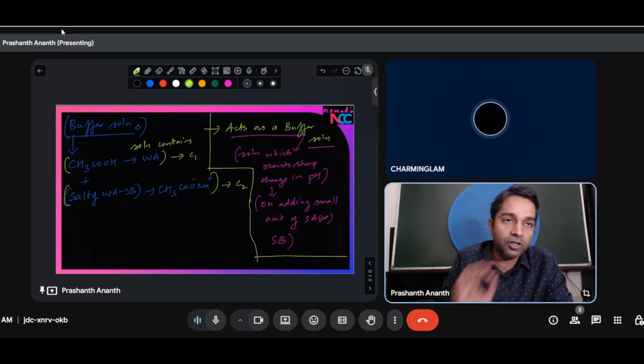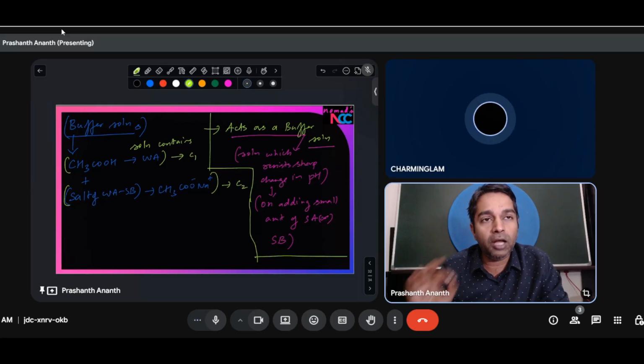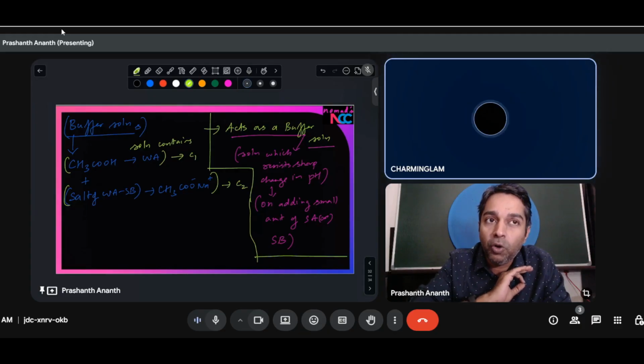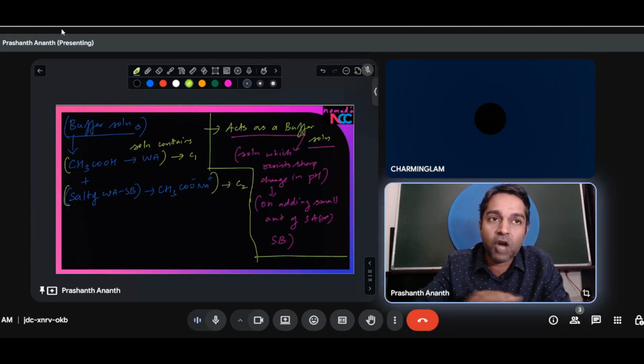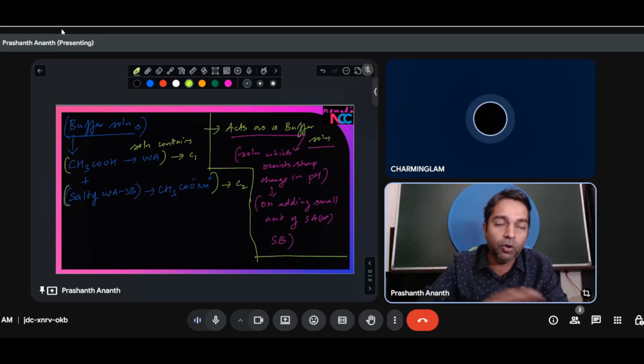Have you learned buffer solution? No. Have I finished buffer solution? No. I have just introduced it. So no assumptions now. I am not saying buffer solutions, I am telling you, no assumptions. I don't want any question on buffer solution now. If you are asking me a question on buffer solution, that means you think you know something. No, you don't know anything. I am clearly telling you, you don't know.